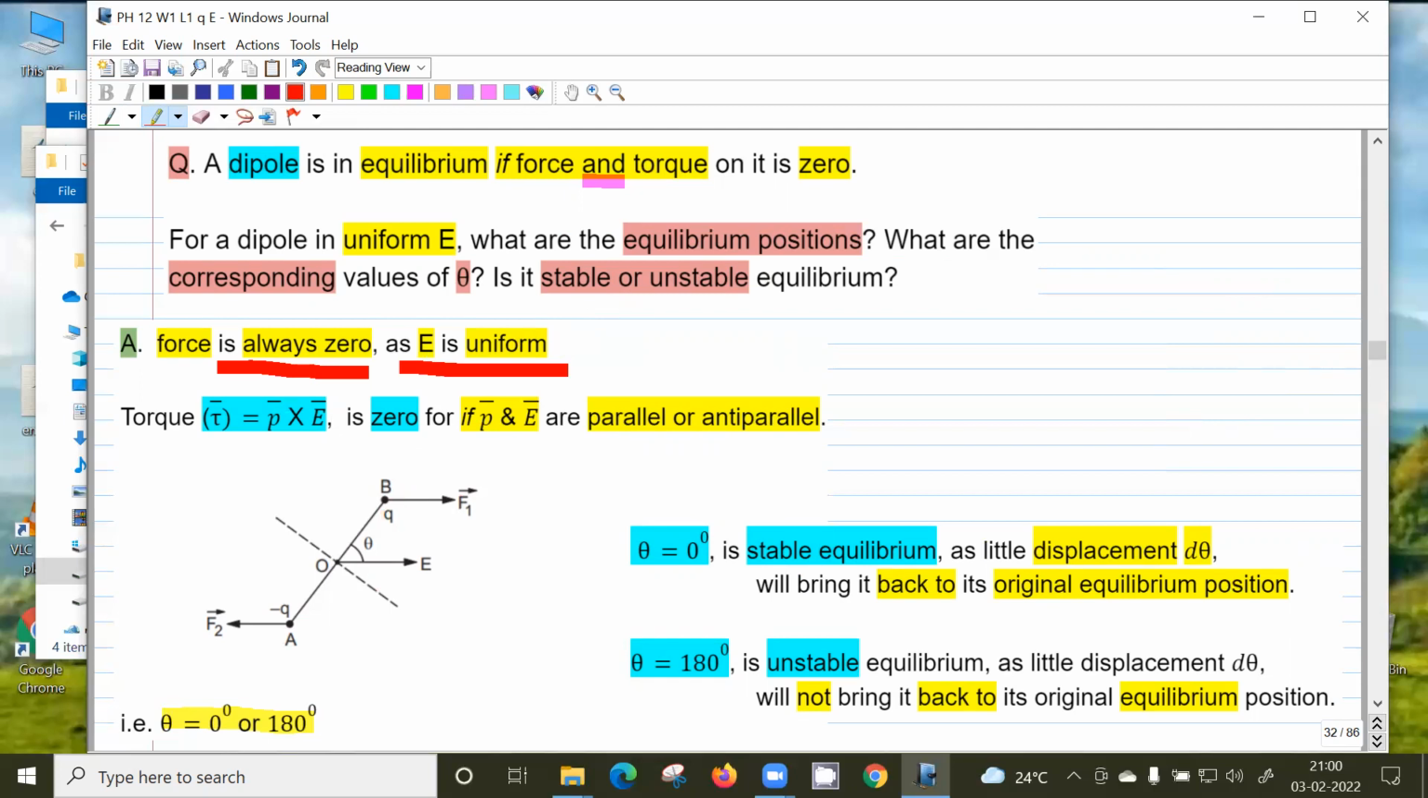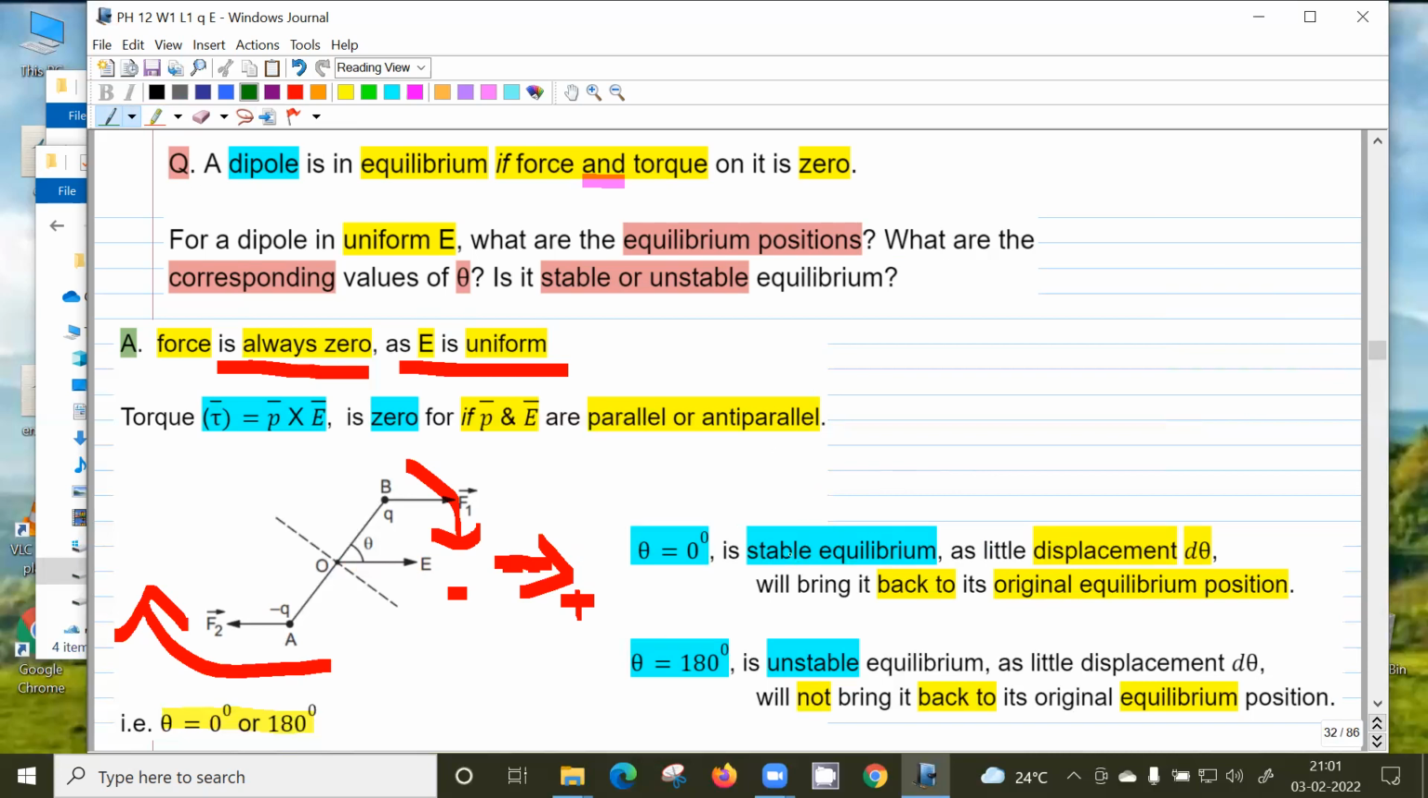This plus Q will have a torque in this direction, and this minus Q will have a torque in this direction, so these two torques will add. But at one particular position, the torque will be zero. Suppose the dipole is like this, with minus here and plus here. The torque at this position is zero, since it's P cross E. Is that clear? No, sir, I don't get it.